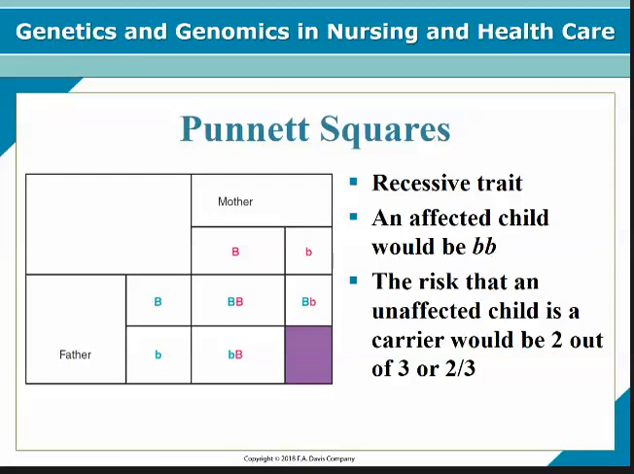So in a recessive trait like cystic fibrosis, this is what your Punnett square would look like. The affected child would have the 2 lowercase b's, and the risk that an unaffected child would be a carrier would be 2/3, or 2 out of 3. Remember that these work for standard Mendelian patterns, and it doesn't really work for disorders that are really complicating, because variations in dominance can make it confusing. So this is for basic, standard Mendelian patterns.